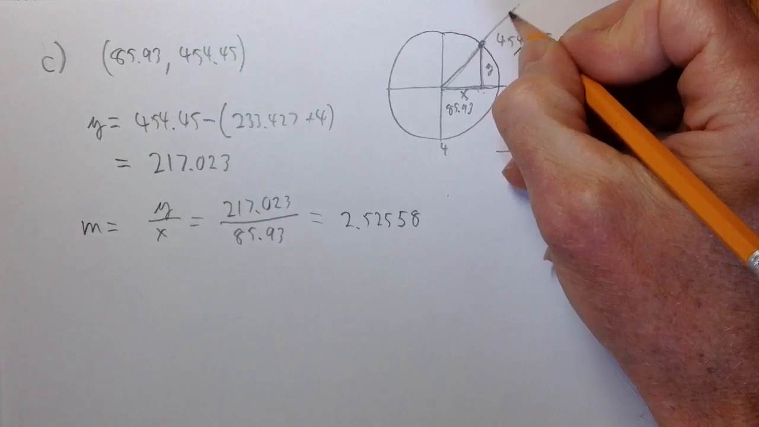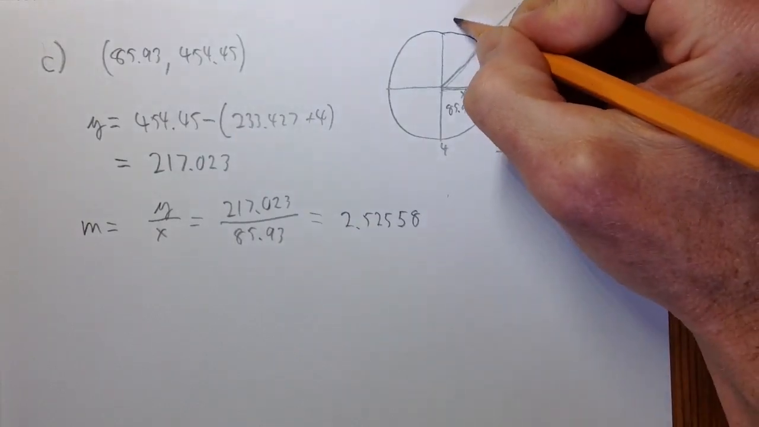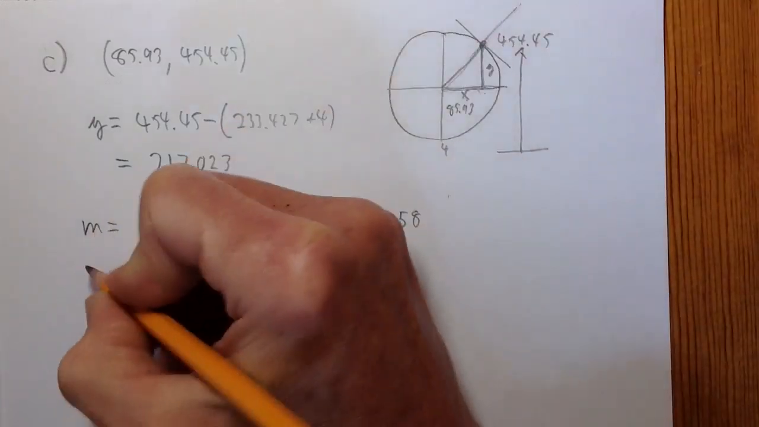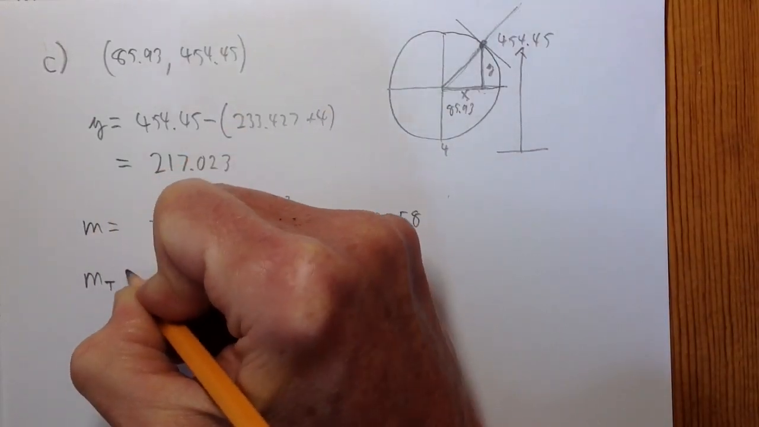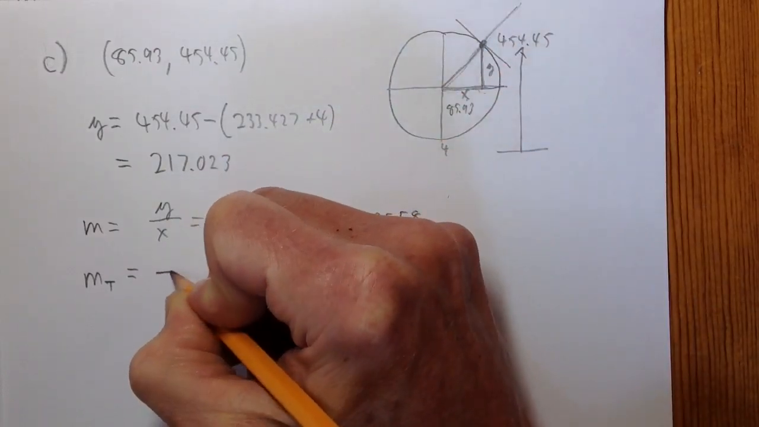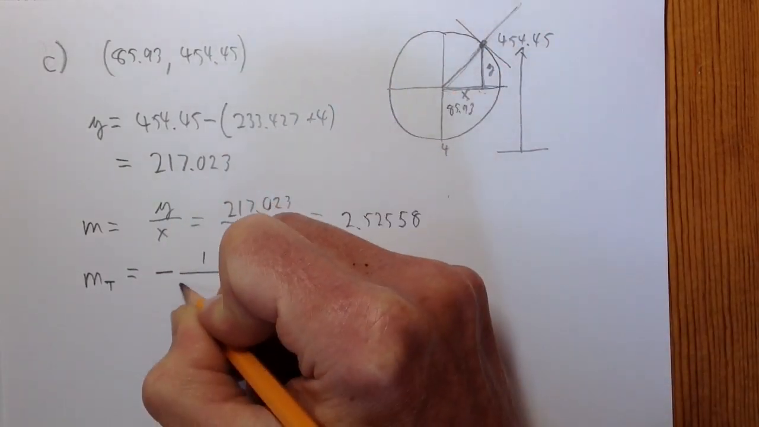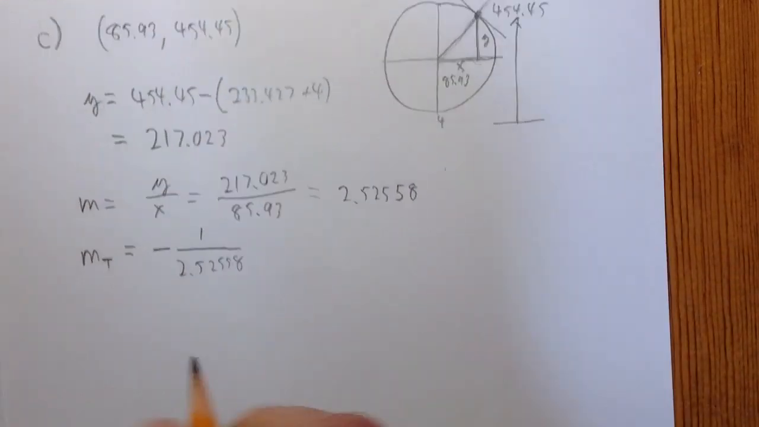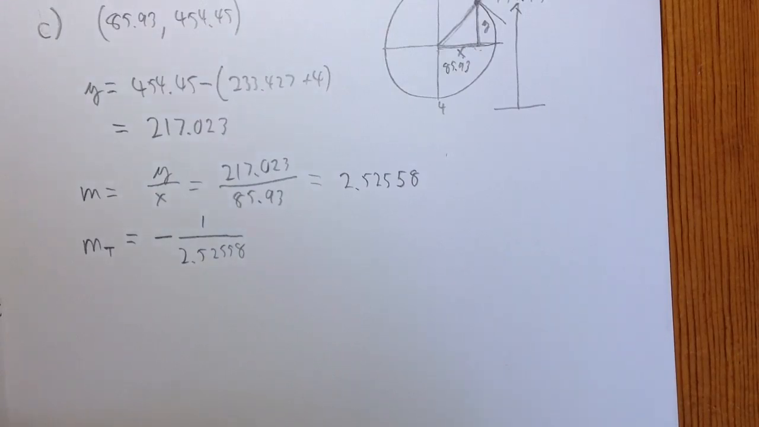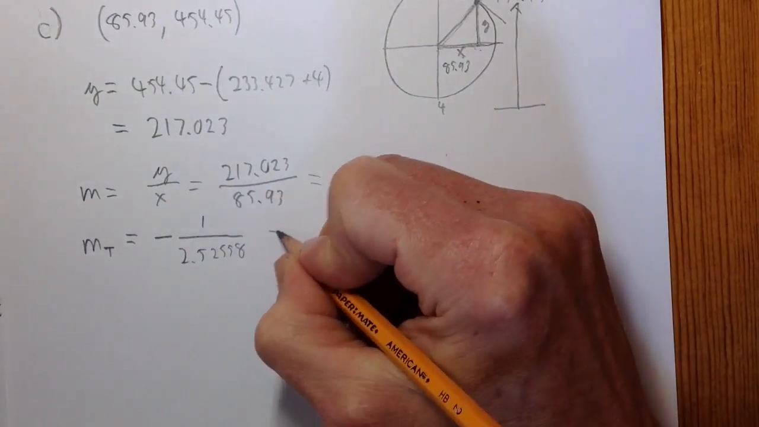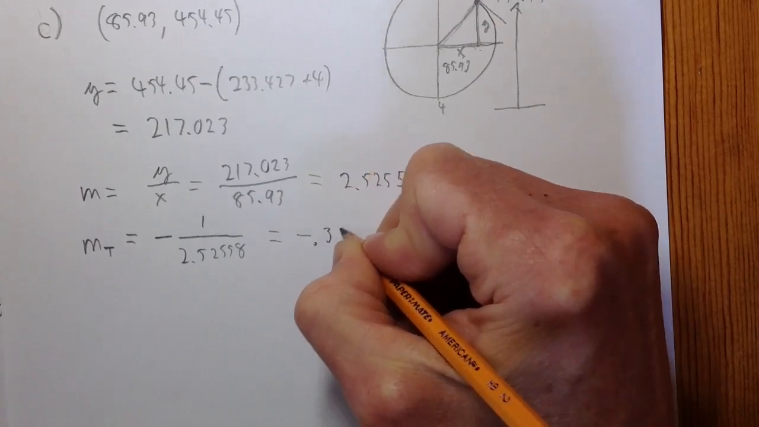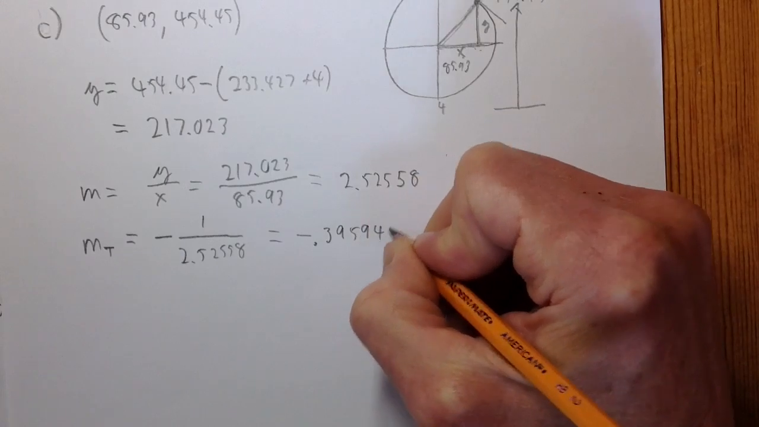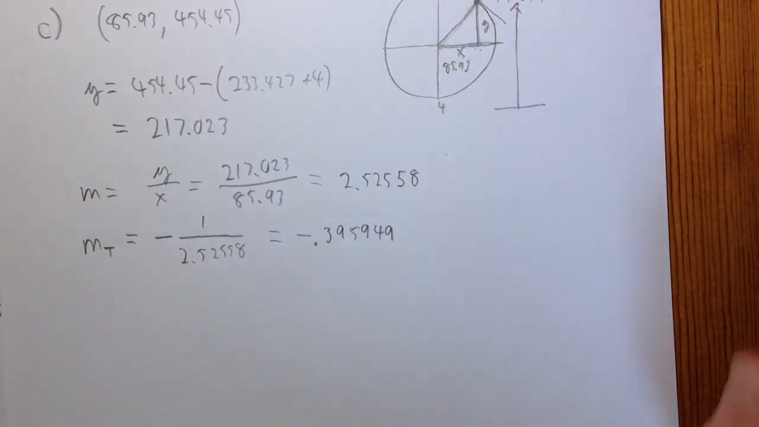Now, that's the slope of this line. We want the slope of the tangent line, which is going to be perpendicular. So the slope of the tangent line, so I'll put that little t here, is negative 1 over that, right? Negative 1 over 2.52558, which is why it's a good idea to always keep numbers in your calculator. So 1 over that, and I get that that's equal to negative 0.395949, let's say. It's a lot of decimal places. Okay, that's the slope of the tangent line.